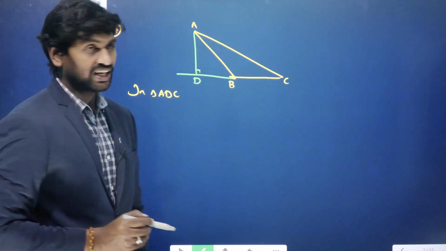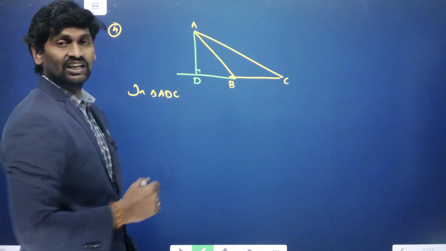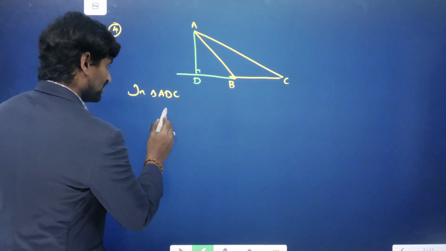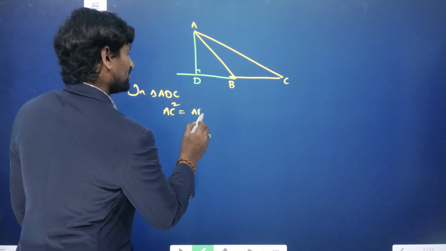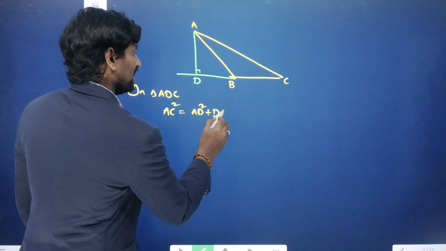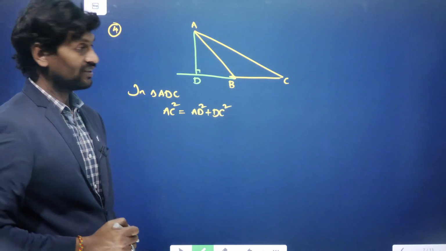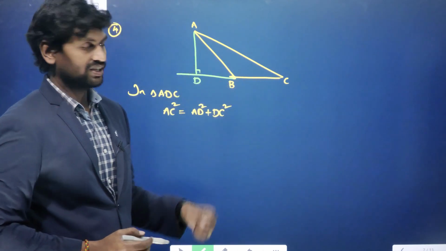ADC is a right angle triangle. Am I right? ADC is a right angle triangle. From this we can learn that the hypotenuse squared, AC square, is equal to AD square plus DC square.